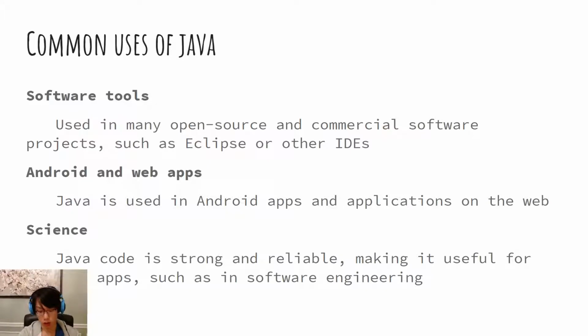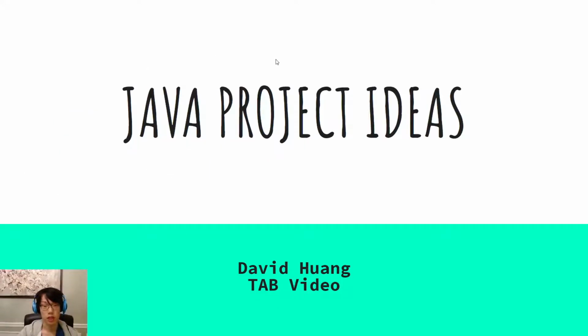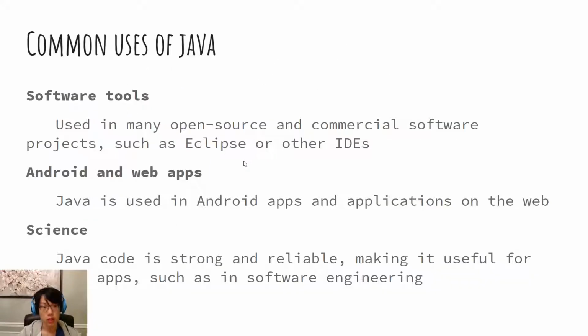Java code is very strong and very reliable, which makes it useful for things such as science applications, or things in software engineering. So these are three very useful things of Java. But of course, Java isn't only useful for this, it's also useful, as we're going to discuss today, for a lot of different projects that you can do with it.